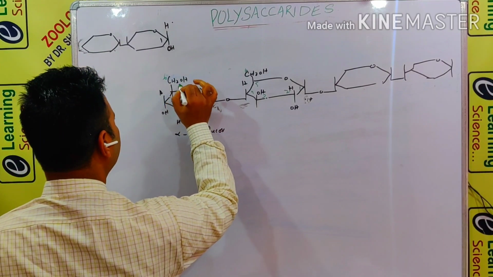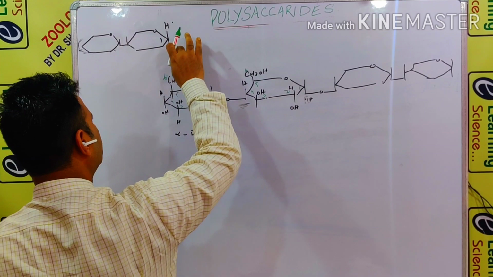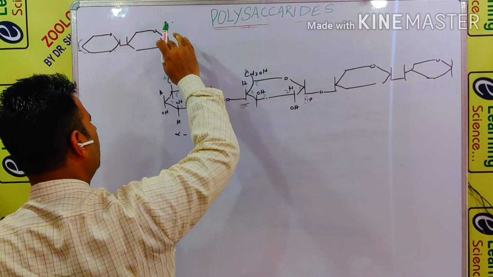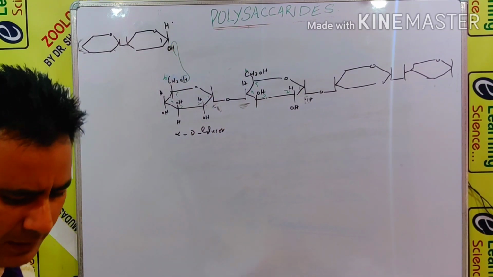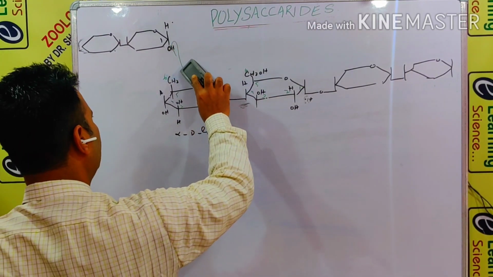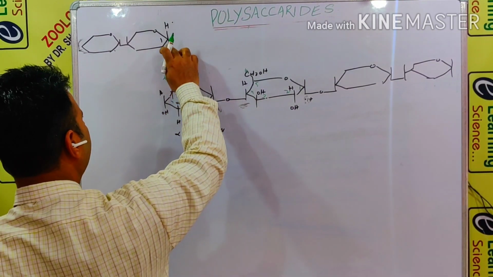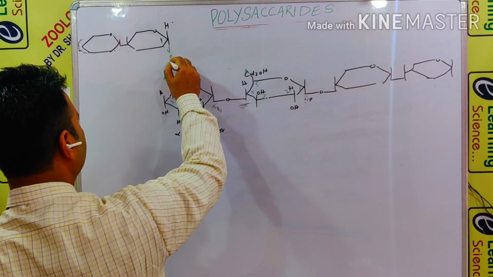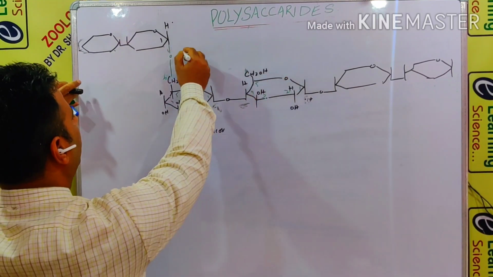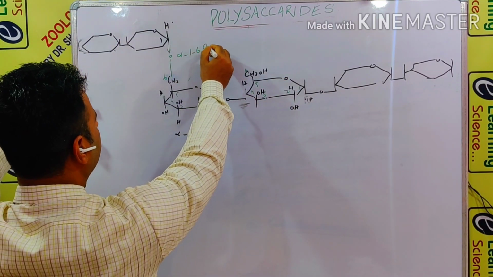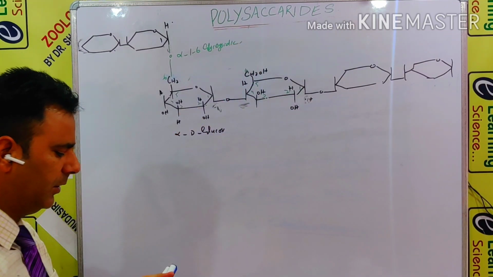Here we have CH2OH. This CH2OH, which is present at position number 6, and this OH, which is present at position number 1, will be joining with each other by removing a molecule of water. Thus they will be forming a glycosidic linkage between this CH2 and O. The O will remain in the center. This type of bond is known as an alpha-1,6 glycosidic linkage. This is the difference between amylose and amylopectin.